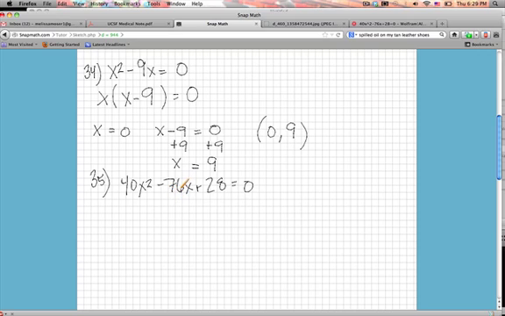40, 76, and 28 all share a factor of 4. So let's go ahead and factor out that 4 and rewrite this quadratic equation in here as something that's a little nicer to look at.